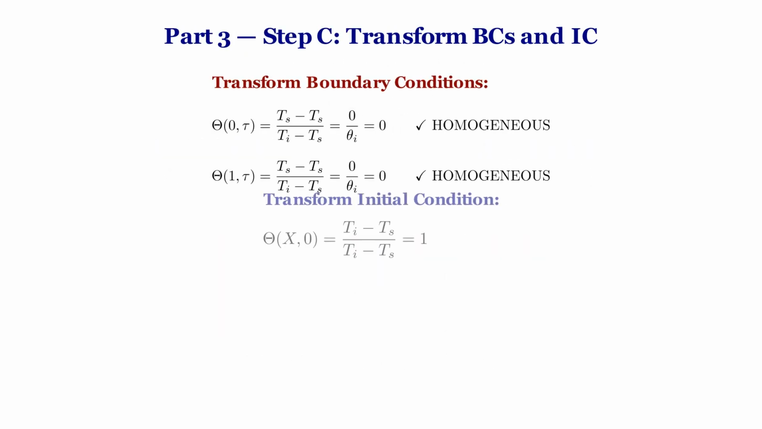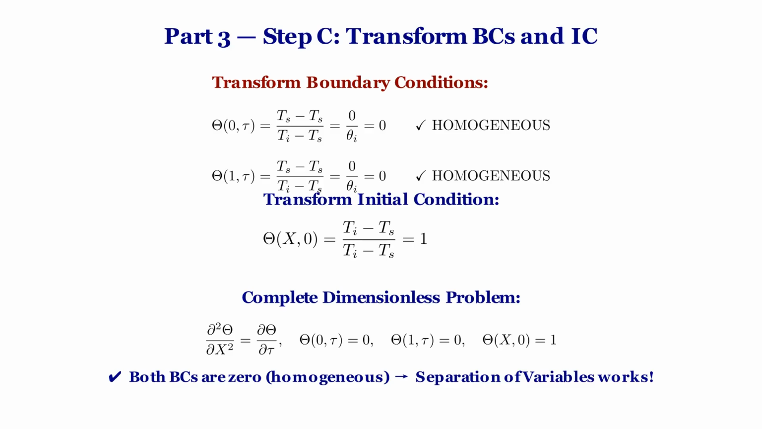Now let us transform the boundary conditions and the initial condition using the same dimensionless variables. Recall the original boundary conditions were T at x = 0 equals Ts and T at x = L equals Ts, and the initial condition was T at x and t = 0 equals Ti. Substituting for the boundary condition at X = 0, θ at X = 0 equals (T at x = 0 minus Ts) divided by (Ti minus Ts), which equals (Ts minus Ts)/(Ti minus Ts), which equals 0 over something, which is 0.